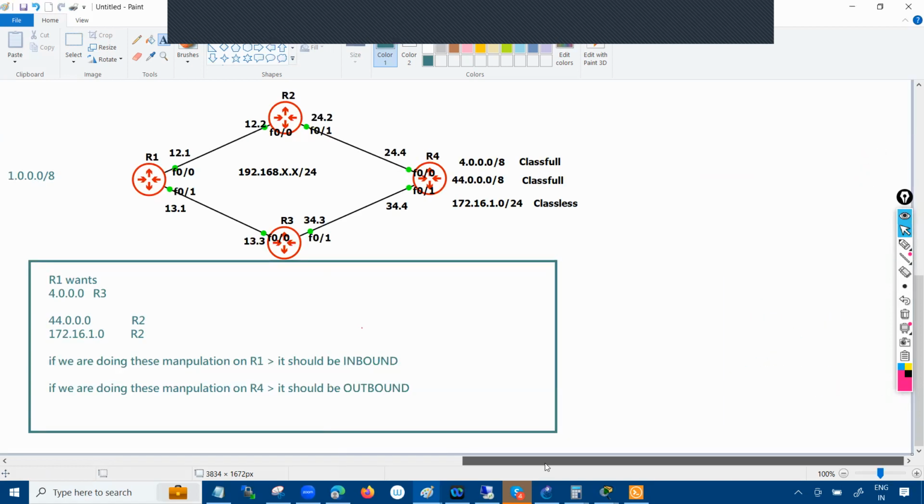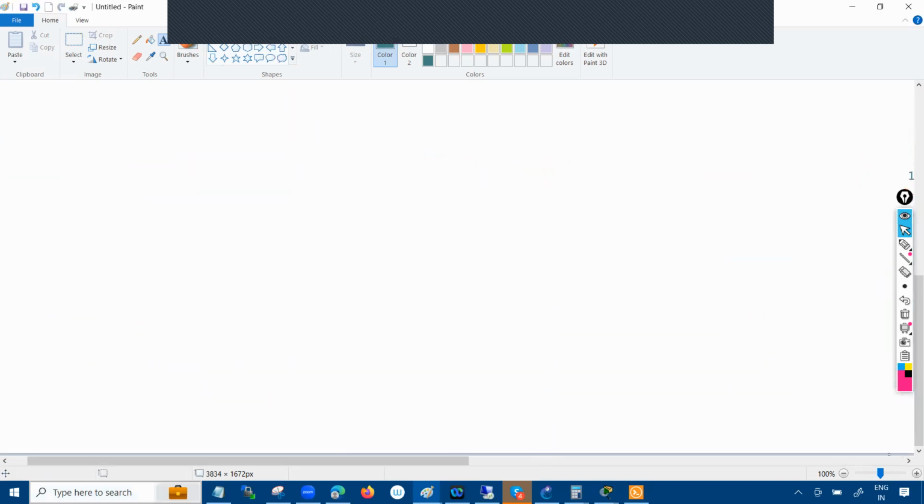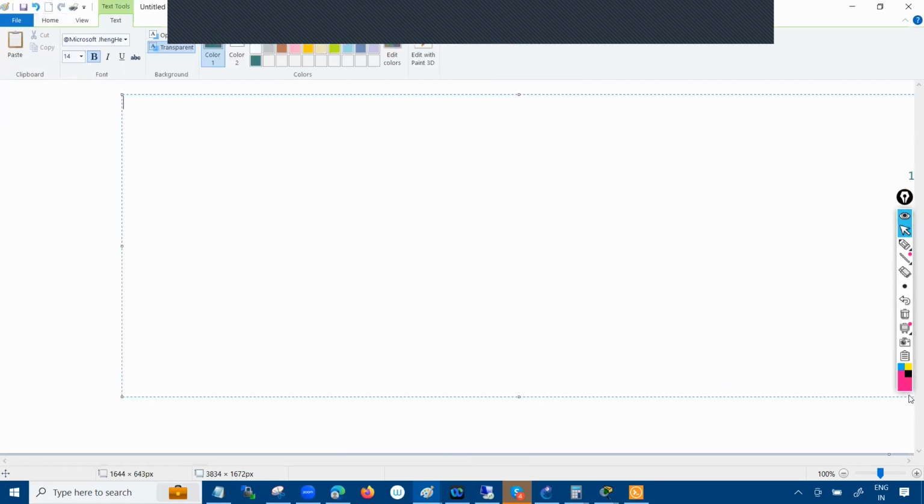Now, something is called EIGRP. EIGRP is the only routing protocol, just for your knowledge right now. In future, if you go to a high level, you will get to know more. I can say at CCNP and CCIE level, EIGRP is the only routing protocol that supports unequal cost load balancing.